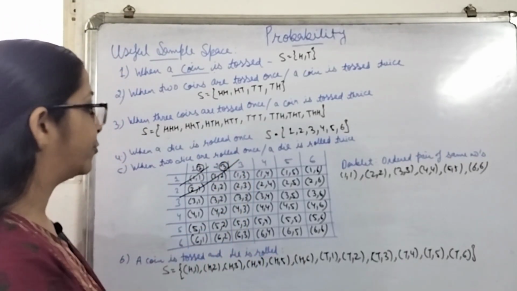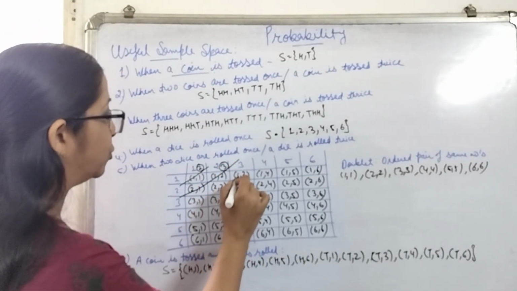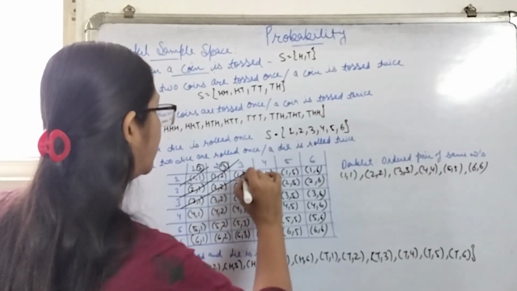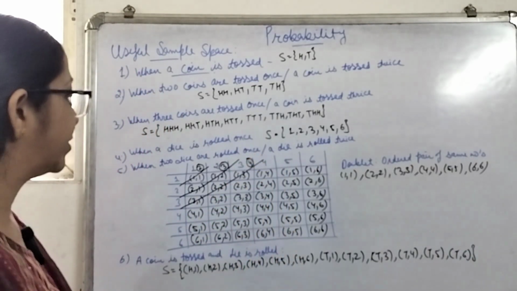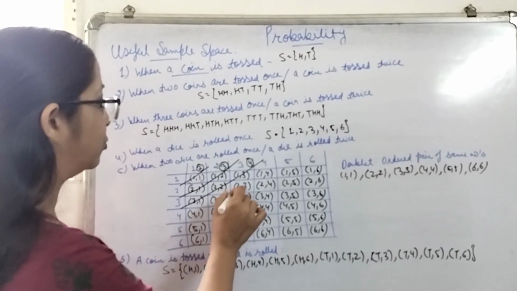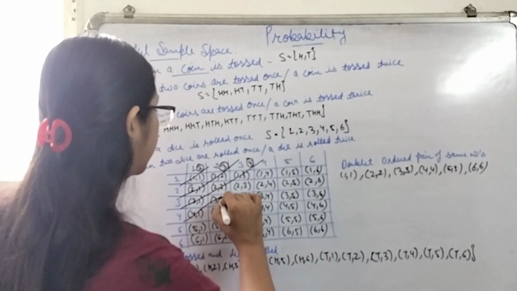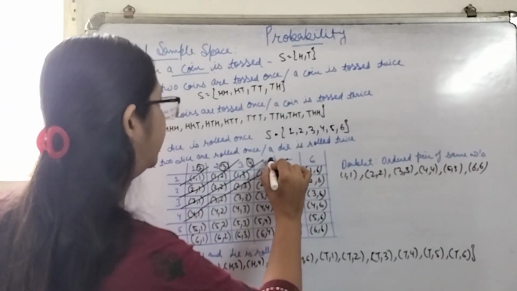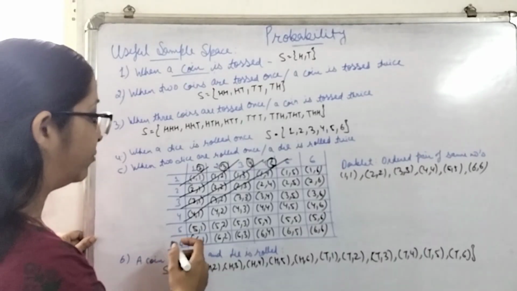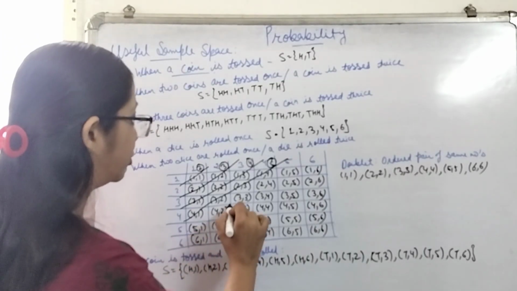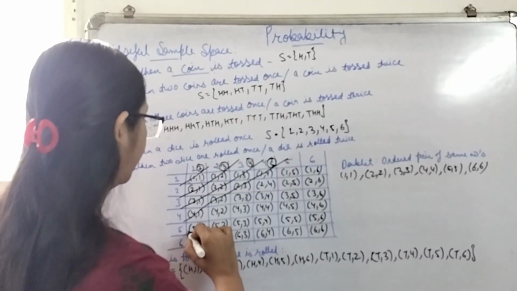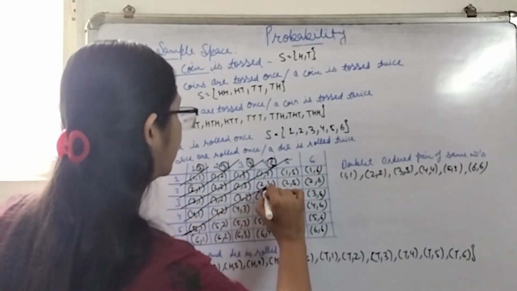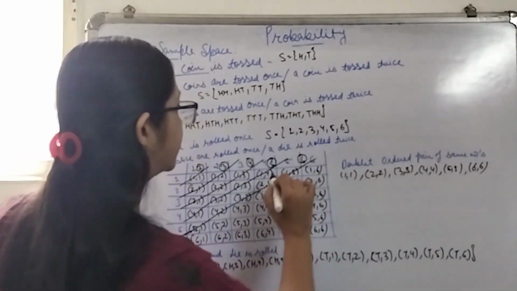Now if the sum is 4, then (3, 1), (2, 2), (1, 3). These are the possibilities when the sum will be 4. When the sum will be 5, it is either (4, 1), (3, 2), (2, 3), (1, 4). These are the numbers when the sum will be 5. When the sum will be 6, it is (5, 1), (4, 2), (3, 3), (2, 4), (1, 5). These are the numbers when the sum will be 6.